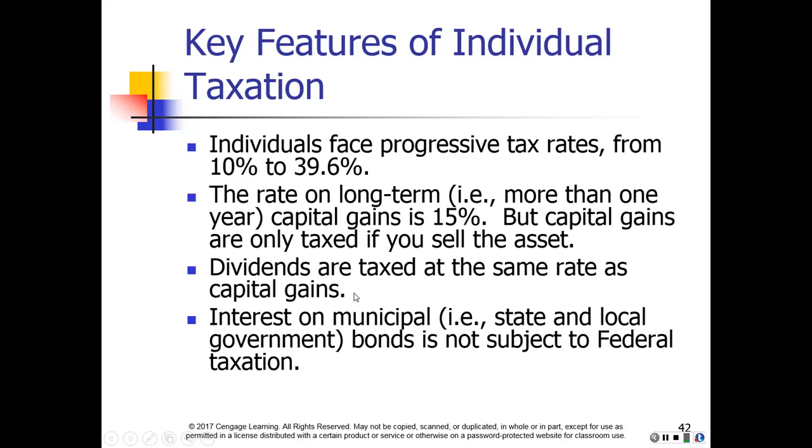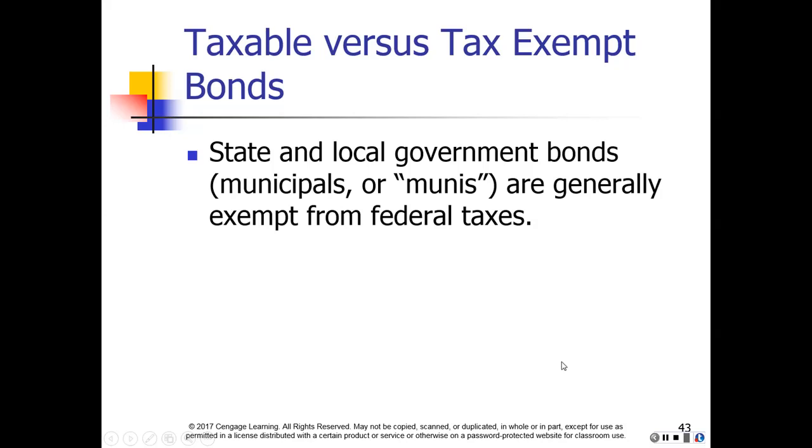Dividends are taxed at the same rate as capital gains, which is 15%. And interest on municipal bonds, these are state and local government bonds, is not subject to federal taxation, and the federal government allows this courtesy so that school boards and local governments can issue bonds, and people will buy them because they don't have to pay taxes on the interest they get from those bonds. State and local government bonds, also referred to as munis, are generally exempt from federal taxes.